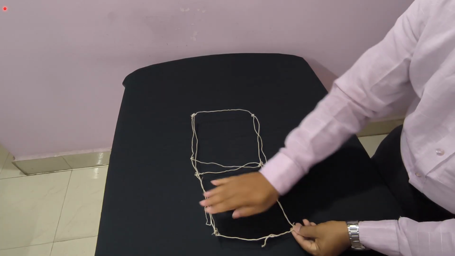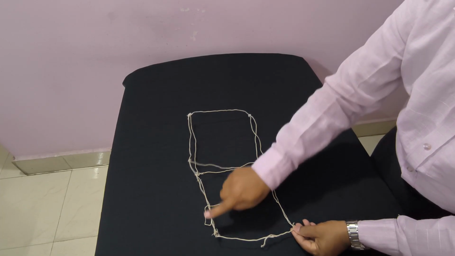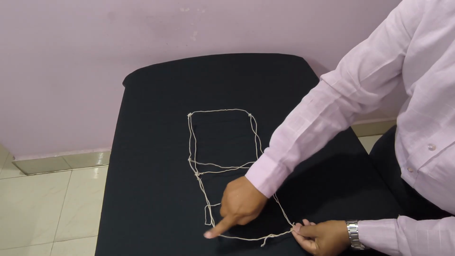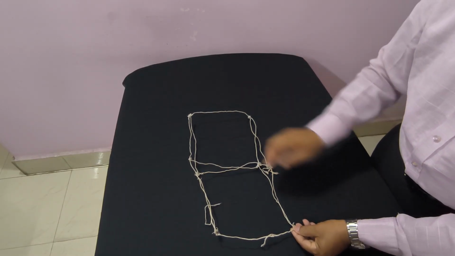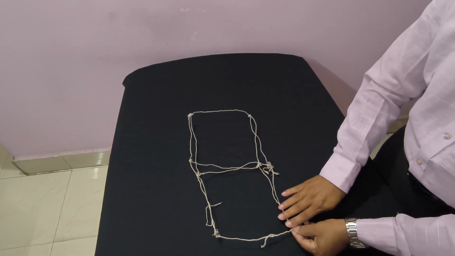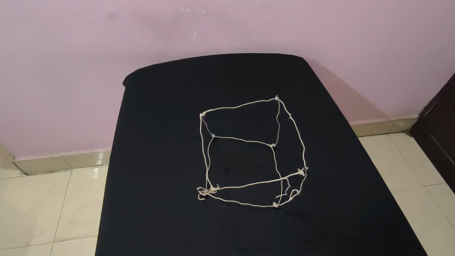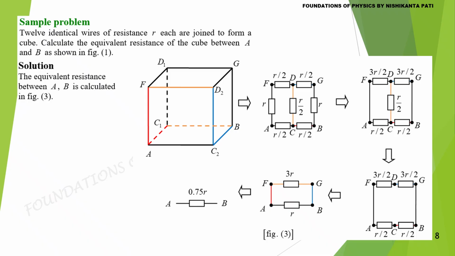This is R, this will be R by 2, R by 2 in series. This is R, this is R. We have already removed this one. This is similarly R by 2, R by 2 in series. Let us find the effective resistance between A and B.